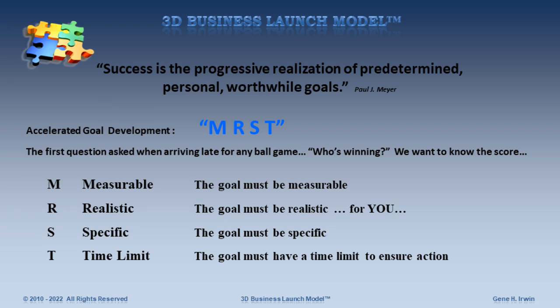R stands for realistic. The goal must be realistic, at least for you. S means specific. The goal must be specific so that a third party looking at your goal would understand what it is you're trying to do. And finally, T stands for time limit. The goal must have a time limit to ensure action and a deadline. Otherwise, it's basically a marathon, and everybody gets tired of marathons and they just go home.